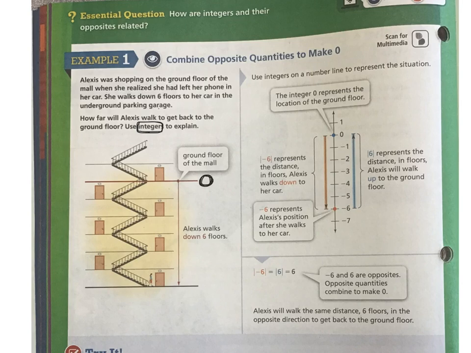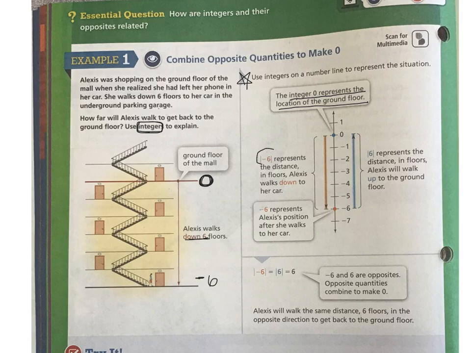She had to walk down 6 floors to get to her car in the underground parking garage, which would be the integer -6. So how far will Alexis walk to get back to the ground floor? Well, let's take a look at the number line over here on the right. The number line can be used to represent the situation. Again, the integer 0 represents the location of where the ground floor is.